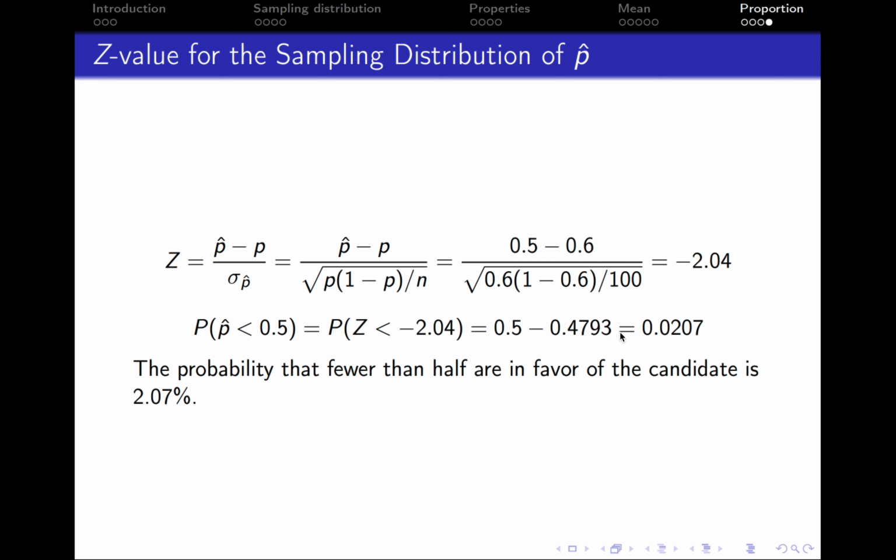0.4793. So we get that the probability that fewer than half are in favor of the candidate in a sample of 100 voters is 0.0207, or if we transform this into percentages, this will be 2.07%.